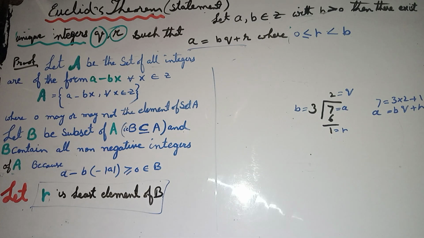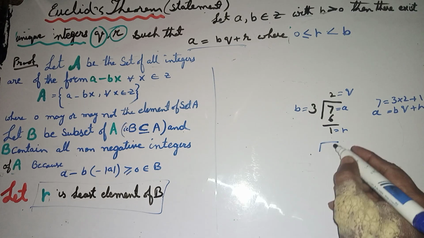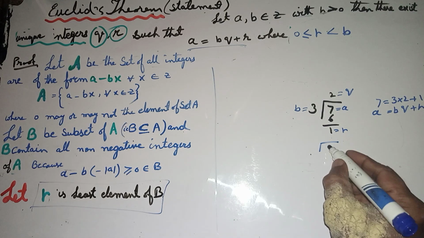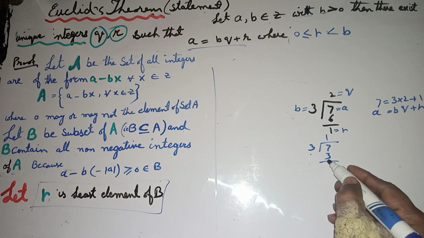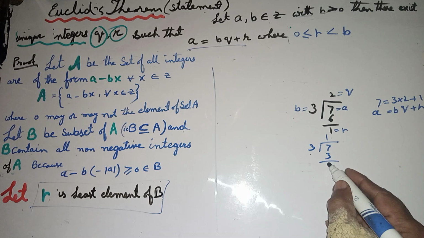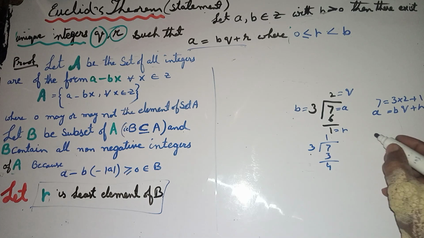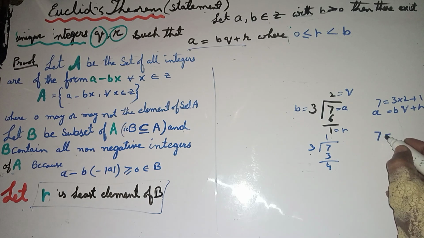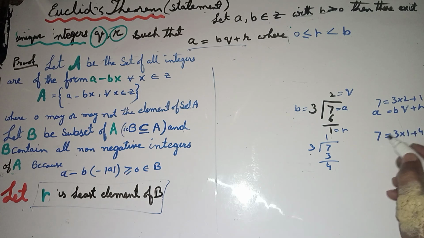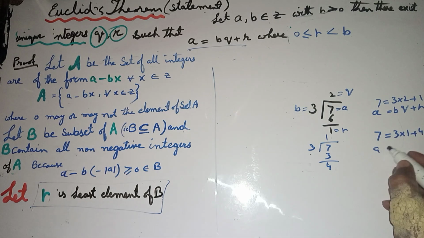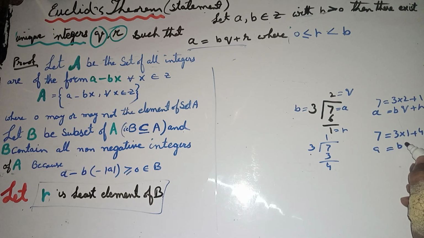Someone asked me a question. I can also write 7 using the table of 3: using table 4, I can write this 7 as 3 multiplied by quotient 1 plus remainder 4. 3 ones are 3 plus 4 is 7. I can write it in the form A = BQ plus R.